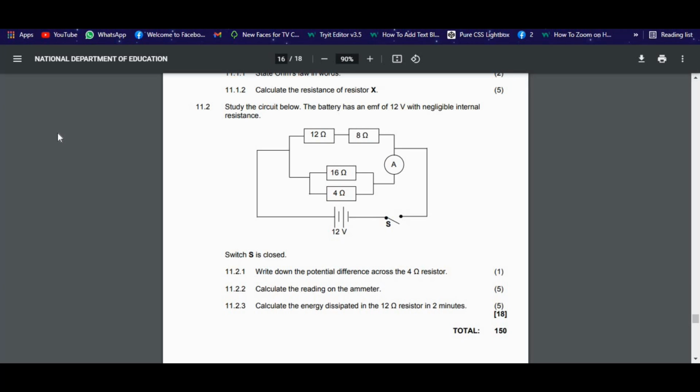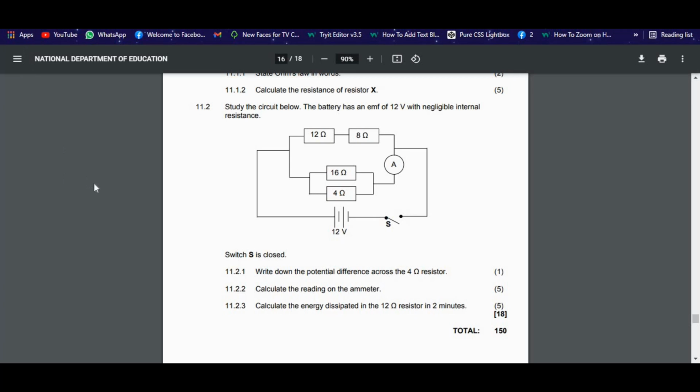11.2.2. Calculate the reading on the ammeter, 5 marks. And 11.2.3 is calculate the energy dissipated in the 12 ohm resistor in 2 minutes. Okay, that is a power formula. So for 11.2, I'm going to give about 12 minutes for it. Let's go. So 11.2.1, let's start the first question here.